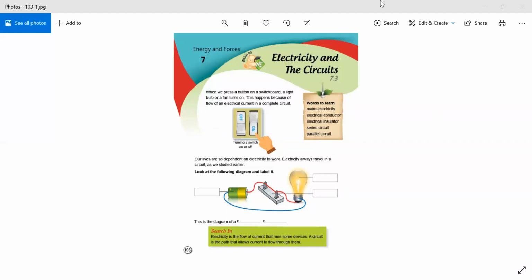And our lives are almost dependent on electrical appliances, as we work with them. And electricity always travels in a circuit, as I told you all. Okay, you can see in the diagram that we call this a bulb, and this is a cell, or we can attach a battery as well, but a cell is attached in this diagram. So students, right now move on to page number 104.